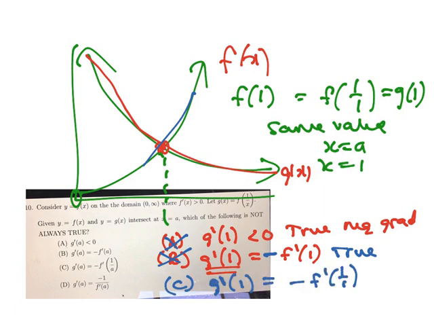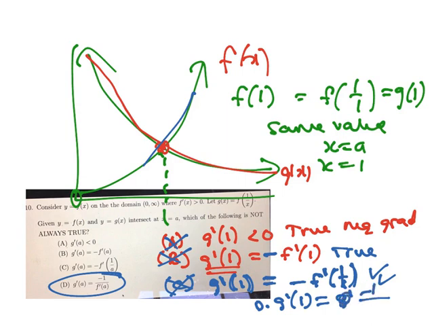If we look at the next one, g dash of 1 equals minus f dash of 1 on 1. That is also true, because that is the same as B, because 1 on 1 is just 1. And then that's the only option that is left, which is g dash of 1 is equal to minus 1 on f dash of 1. That means that you flip them and they are reciprocal, which is not necessarily true all the time. It's not always true. It is true when the gradient is 1, but we can't be certain that at that point the gradient is 1.